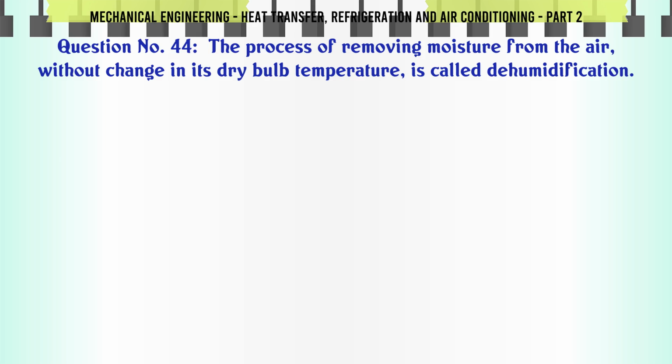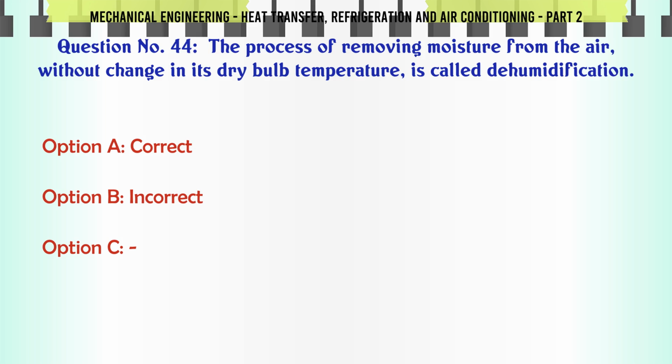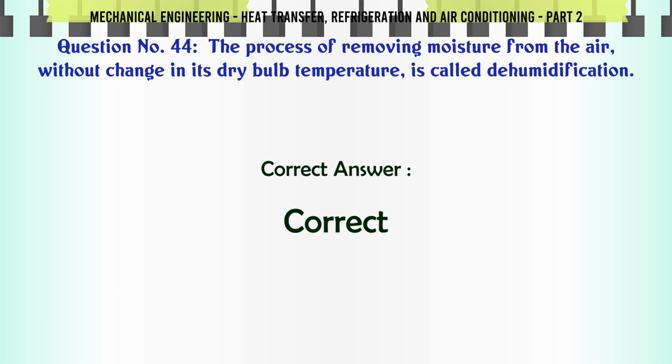The process of removing moisture from the air without change in its dry bulb temperature is called dehumidification. A. Correct. B. Incorrect. C. D. The correct answer is correct.